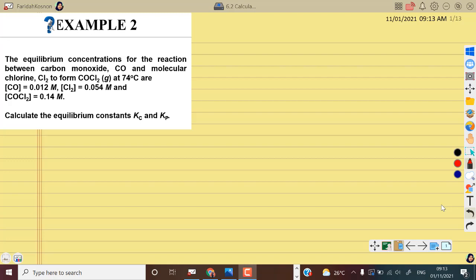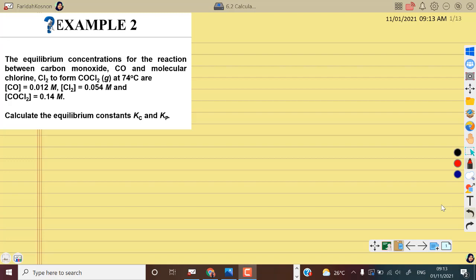Macam mana kita nak menyelesaikan masalah ataupun soalan-soalan which is related to calculations in 6.2 ataupun yang berkaitan pengiraan yang berkaitan dengan chemical equilibrium. Okay, so sebenarnya untuk menyelesaikan masalah yang melibatkan equilibrium ni, we have to understand the question first dan baru kita boleh tahu kita nak selesaikan macam mana. Jadi saya harap pelajar fahamkan apa yang saya nak sampaikan melalui video ini.